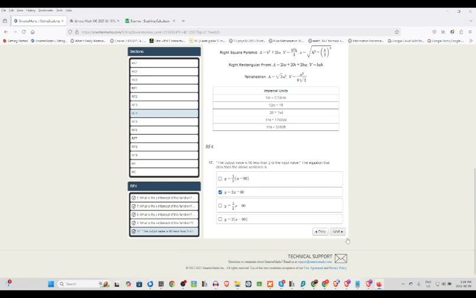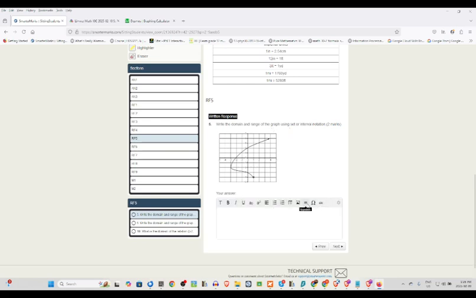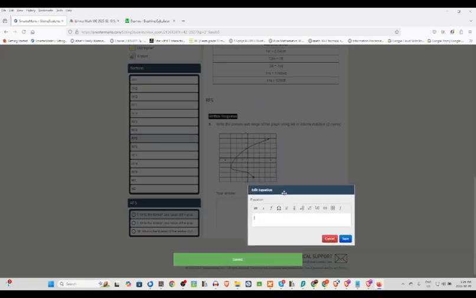Answer key still okay. We are halfway through the test. Okay, so the domain and range of this graph using set or interval notation. I will do both for the answer key.